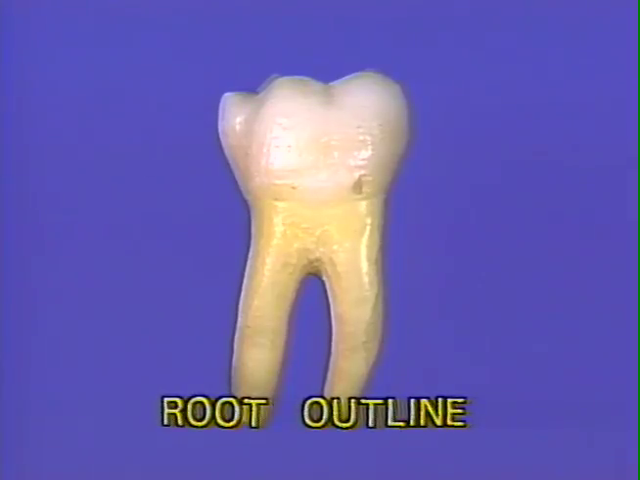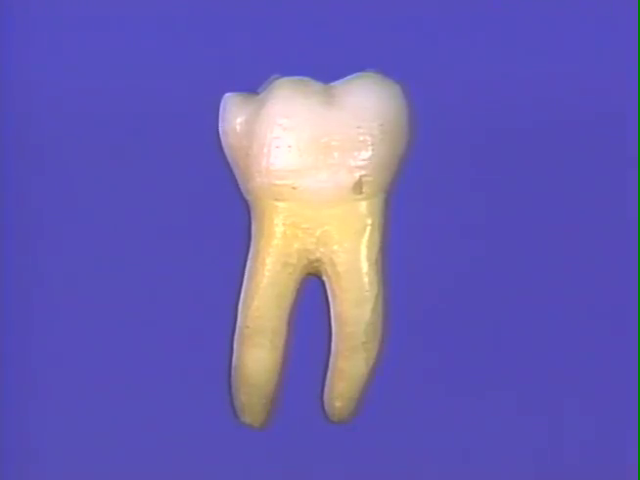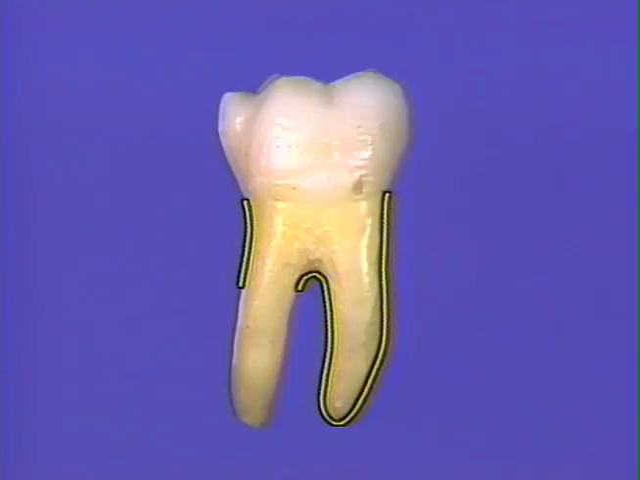The root outline. The mandibular first molar has a root trunk which bifurcates to form two roots, the mesial and distal roots. The mesial root branches from the cervical line, curving mesially to the middle third, and then angles slightly distal to a tapered apex. The distal root is smaller and weaker in all respects than the mesial root.